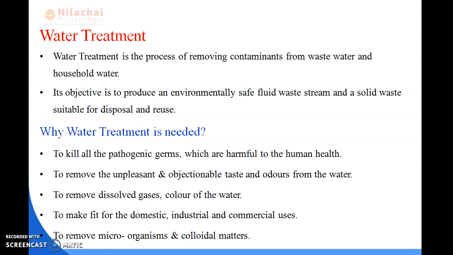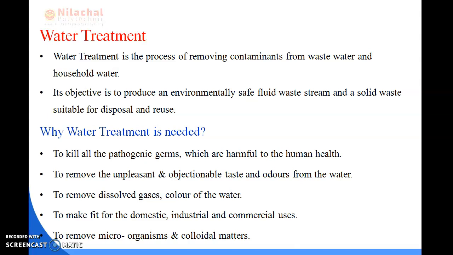So in the previous chapters we have already been knowing about where the water is available, and water is mainly available from various types of sources, and what are the impurities in the water, or what are the types of impurities present. So we have read in the previous chapters. So now we will be reading about water treatment.